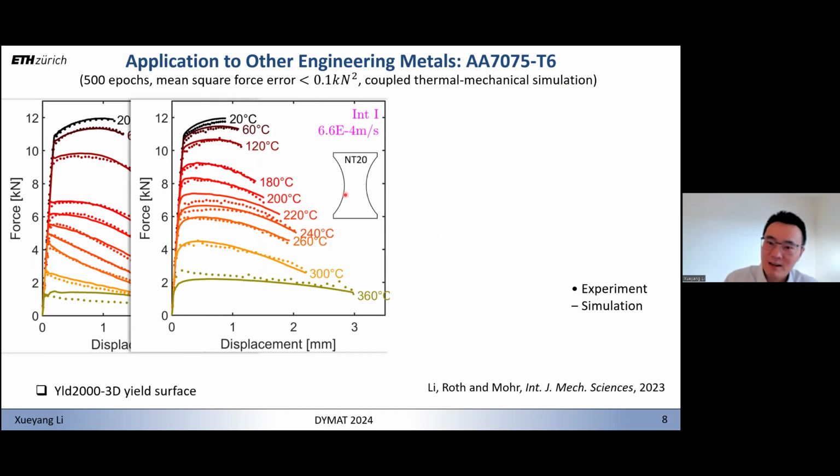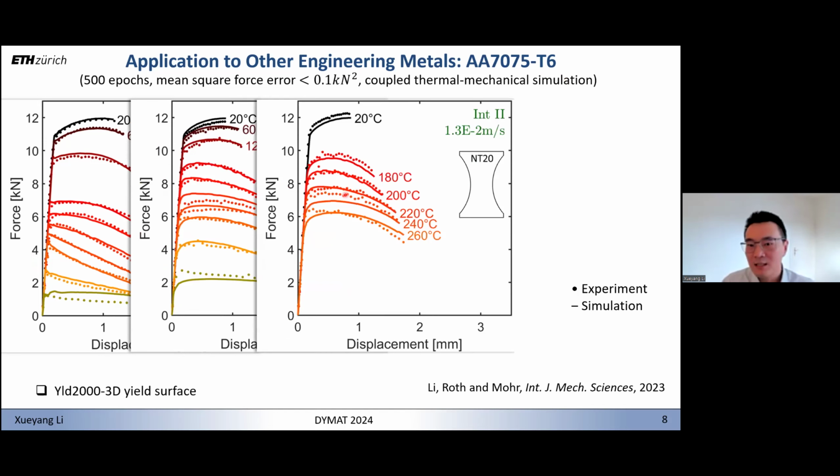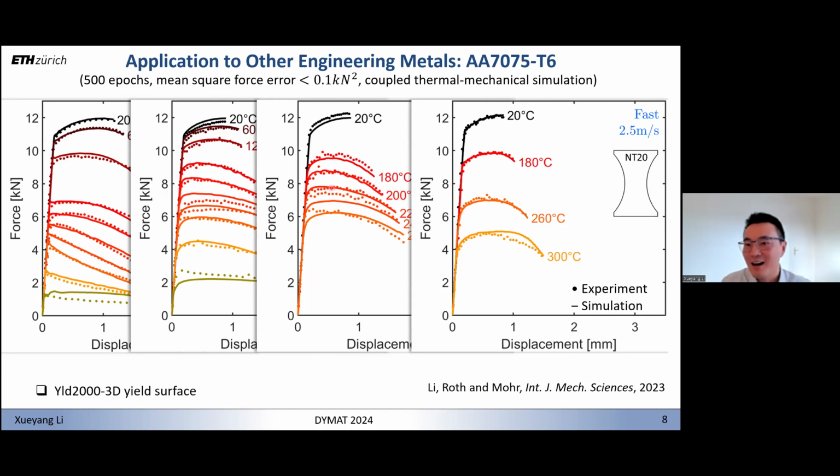The same holds true for intermediate loading speed. This is 100 times faster than the slow one. Then a second intermediate loading speed, which is 20 times faster than the previous one, and a high loading speed performed on an SHPB system, targeting a strain rate of around 100 per second. It's worth noting that instead of the Hill 48 yield surface, for aluminum alloy we can also combine the model with the Yld2000 yield surface. So the model framework is actually rather flexible.